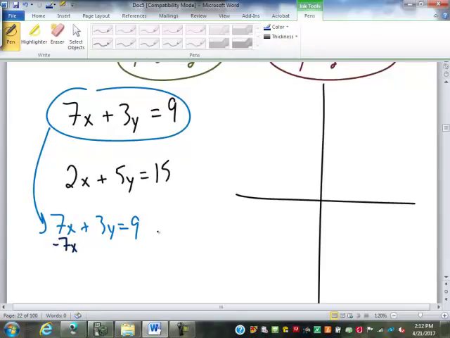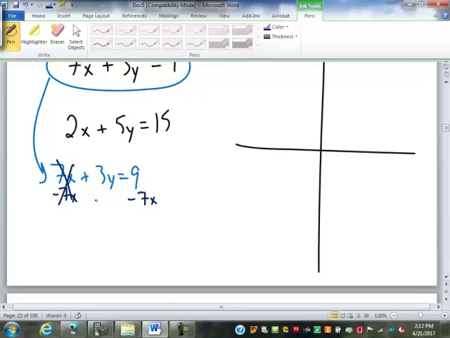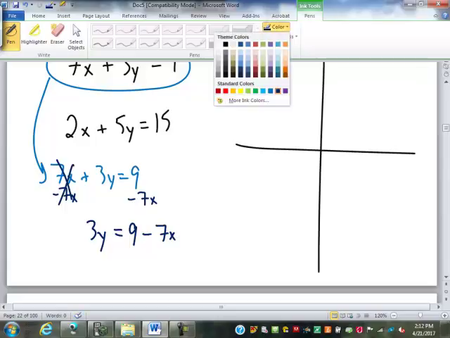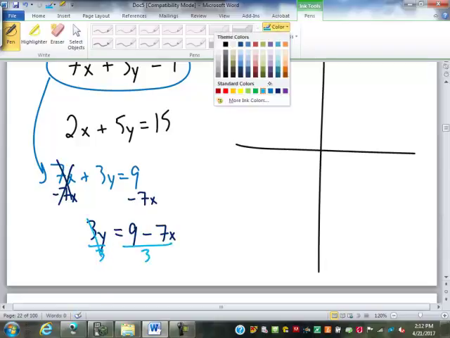We subtract 7x. And again, when we add or subtract from an equation, we just have to do it on each side, right? So the 7x cancels out. I have 3y here. 9 minus 7x is 9 minus 7x. And what's next? Divide by 3. Divide by the 3. So the 3 cancels out there.